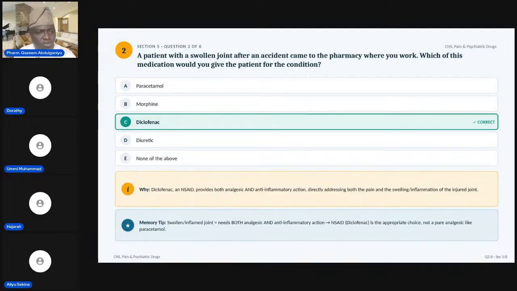Morphine is a very strong analgesic. However, it doesn't have anti-inflammatory action. To reduce that swelling, you will need diclofenac. Are we together? And of course, diuretics are one of the drugs used in hypertension, in high blood pressure, right? So it's not used here. It doesn't have any place here. So the tip I gave you is that a swollen joint needs both an analgesic and an anti-inflammatory.